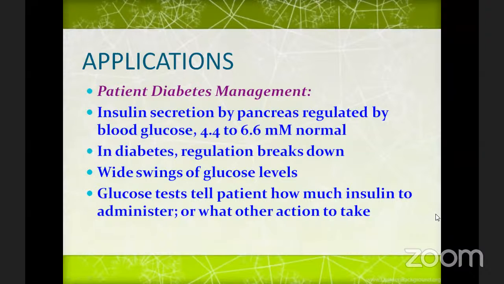In this aspect, the glucose biosensor plays a very vital role. And the cost of this blood glucose testing is very cheap, and this makes the diabetic patient able to survive, we can say. These are various important applications of biosensors. Next slide.